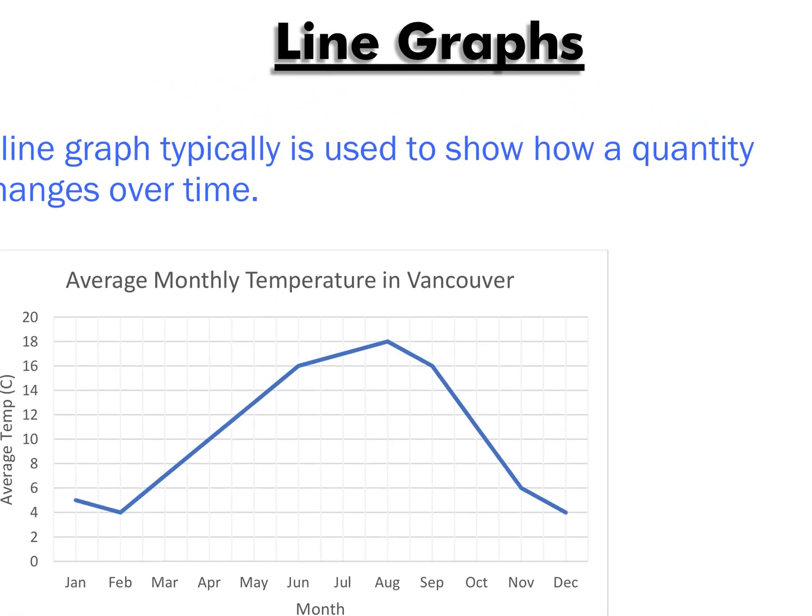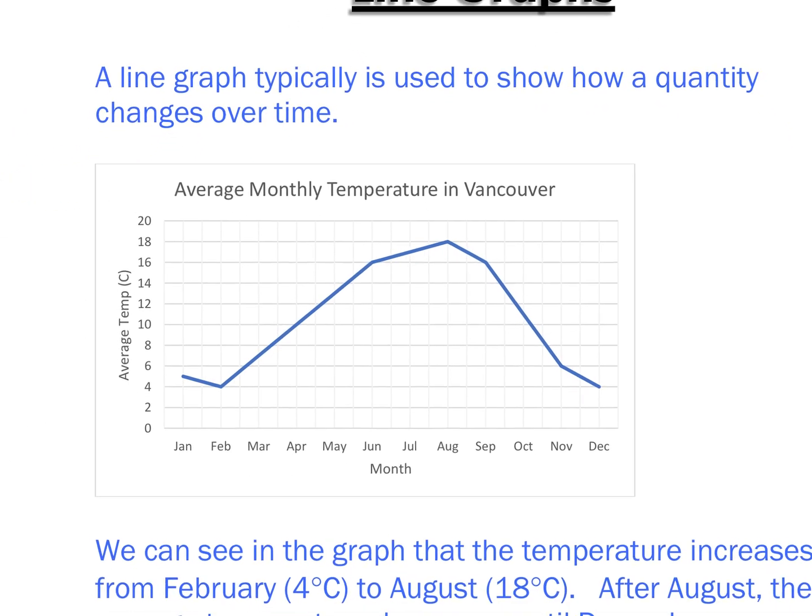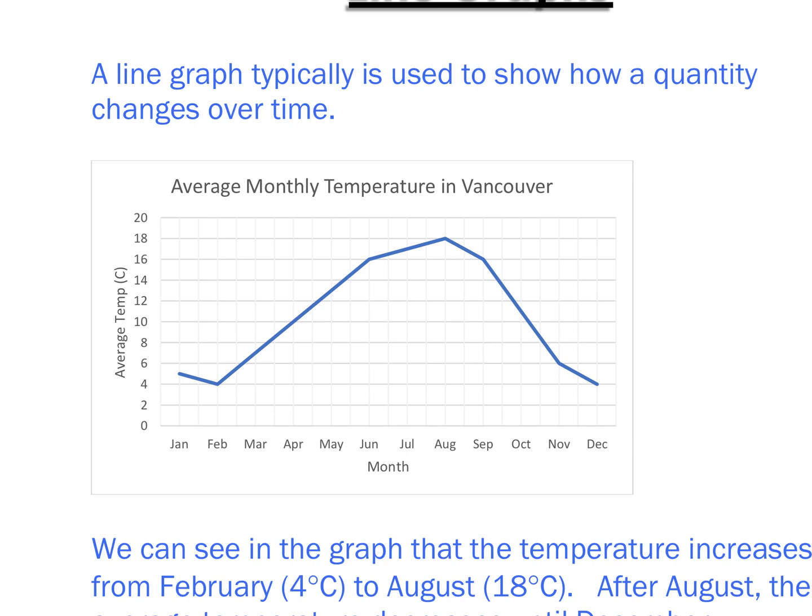A line graph is typically used to show how a quantity changes over time. And we're taking a look here at the average monthly temperature in Vancouver. So we've got average temperature on the vertical axis, and we have the months on the horizontal axis.